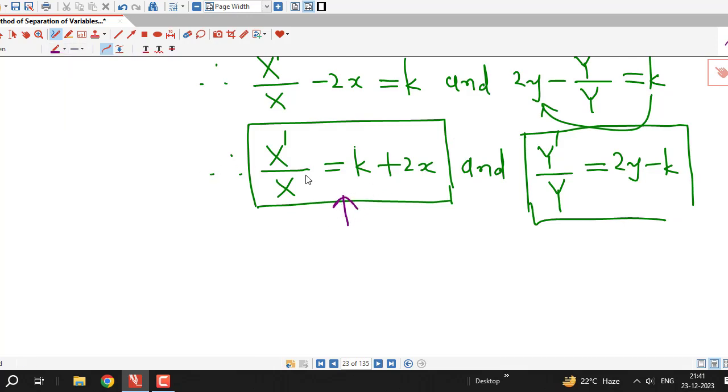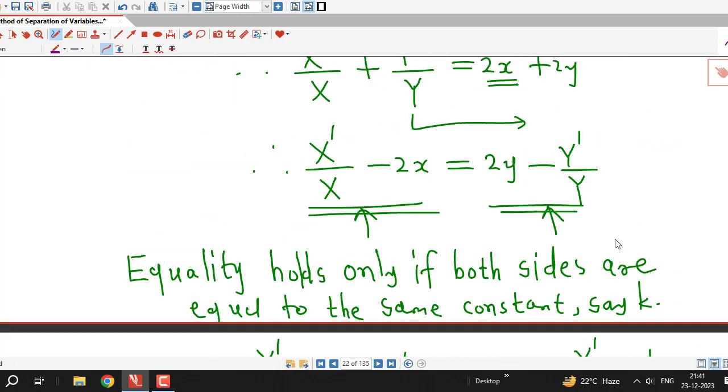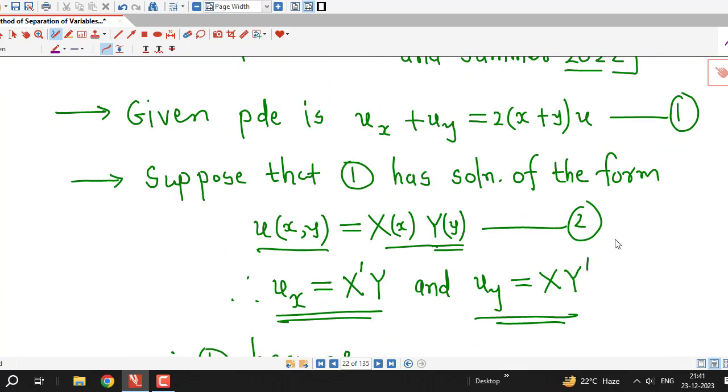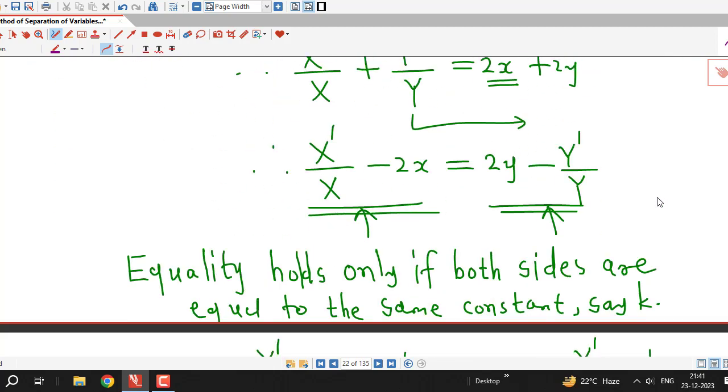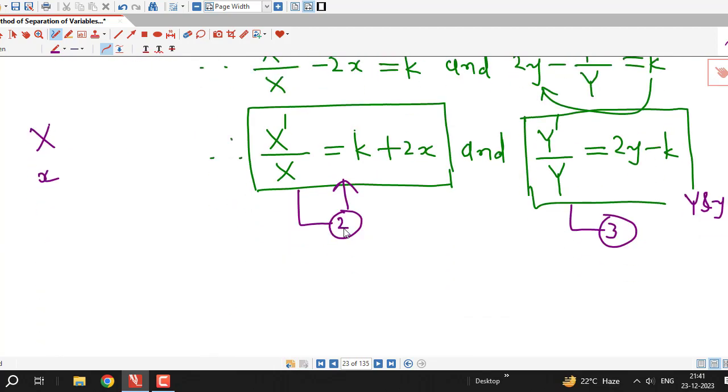Here we have two variables, capital X and small x, and this is separable in capital X and small x. Similarly, this is separable in capital Y and small y. So we can directly integrate. Suppose I give this number 2 and say number 3. Let me see whether I have given numbers before this. So 1 is given, 2 is given. So we can use 3 and 4 here.